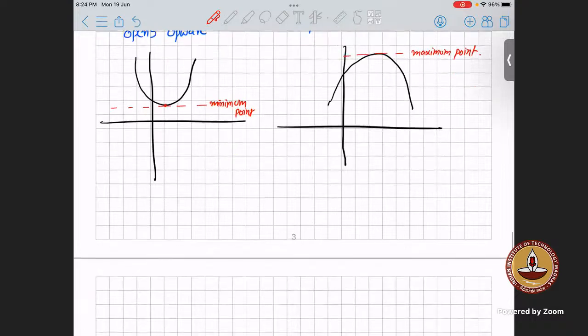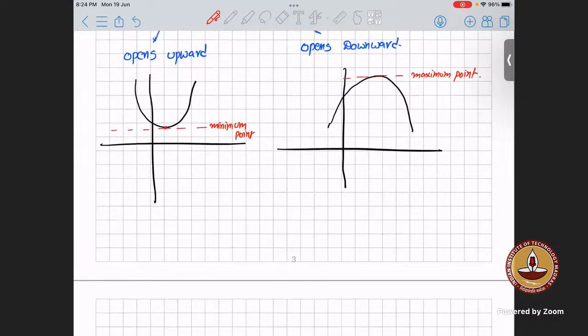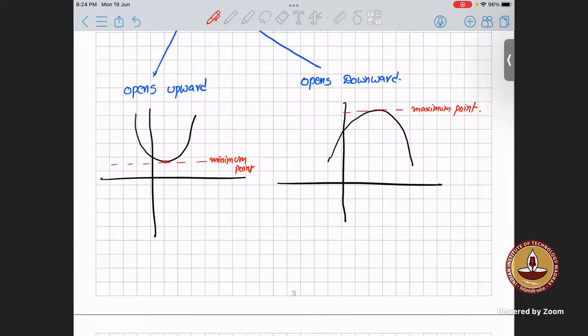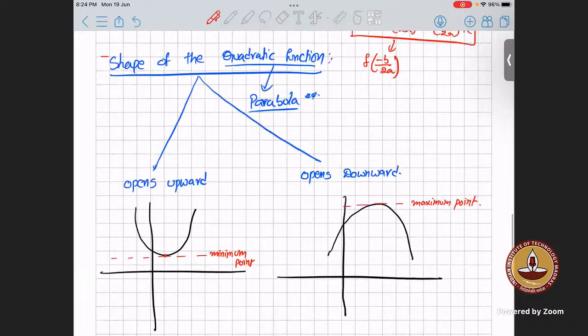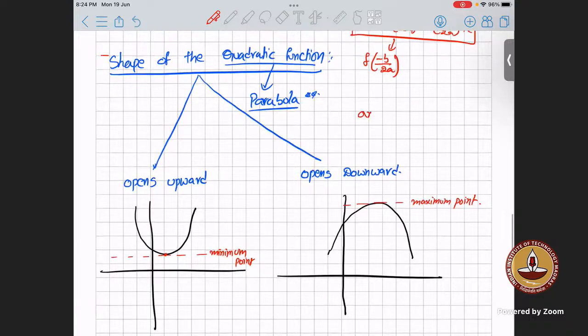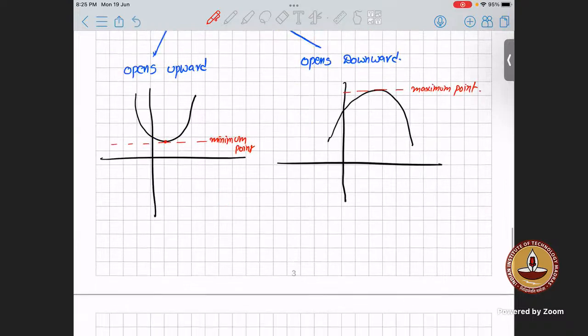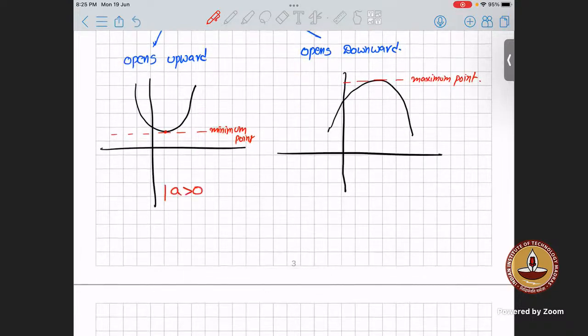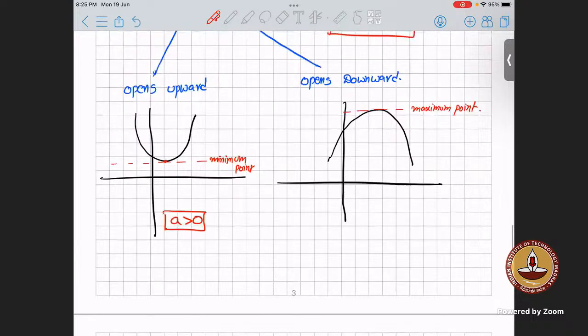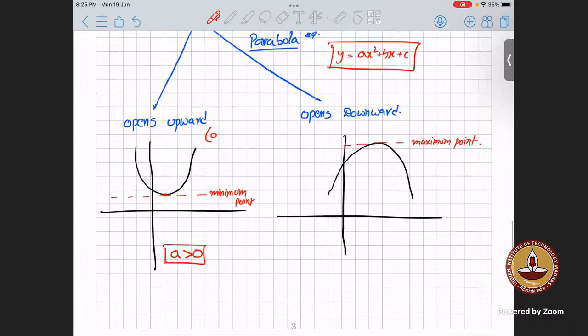You can predict the direction or the shape of the parabola just by looking at the equation. Our general form of the quadratic function is y equals ax squared plus bx plus c. If a is greater than 0, then it opens upward. If a is less than 0, it opens downward. Agree?